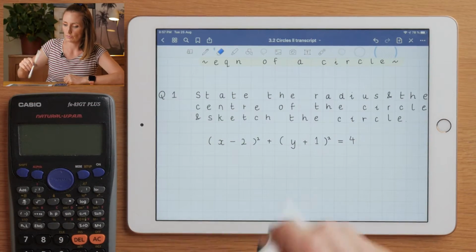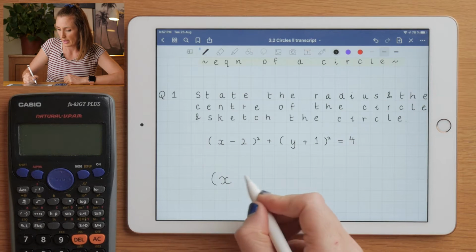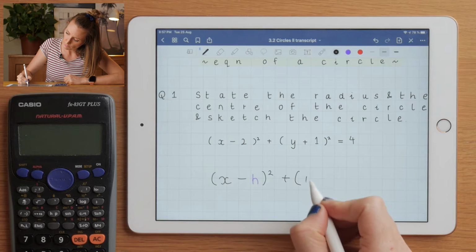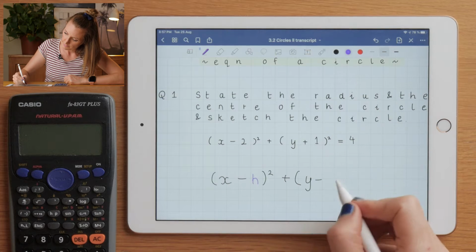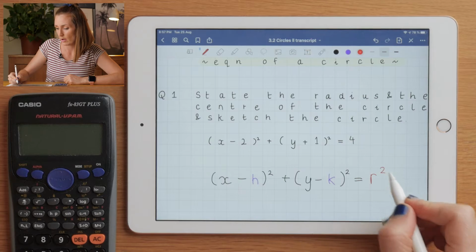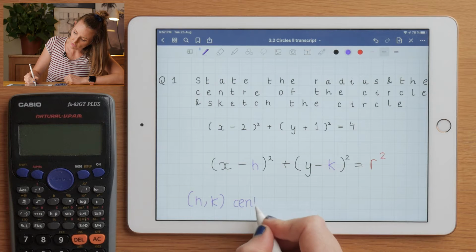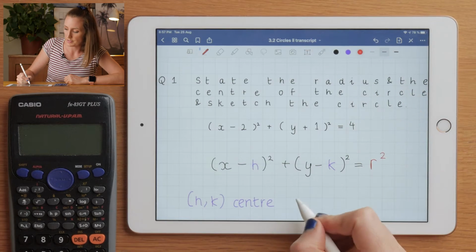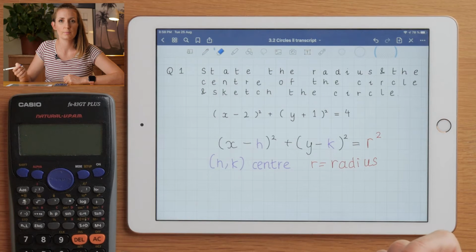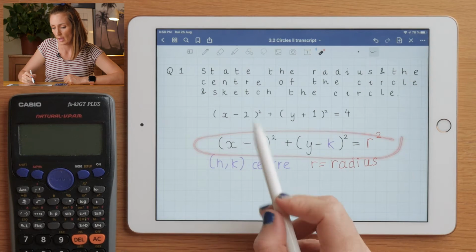If you need to recap, the equation for the circle was (x - h)² + (y - k)² = r². And we said that (h, k) was the center of the circle and r was the radius. Once you know the formula for the equation of the circle, it's pretty easy. You just need to take your general formula here and compare it.